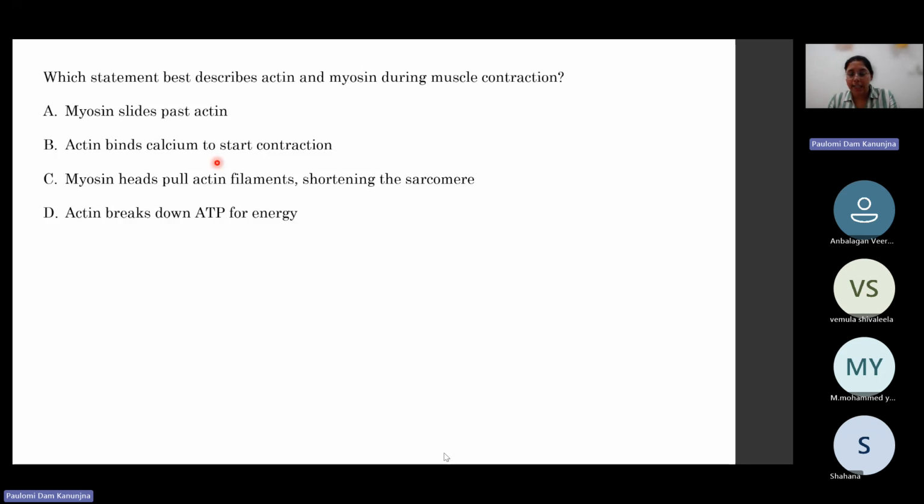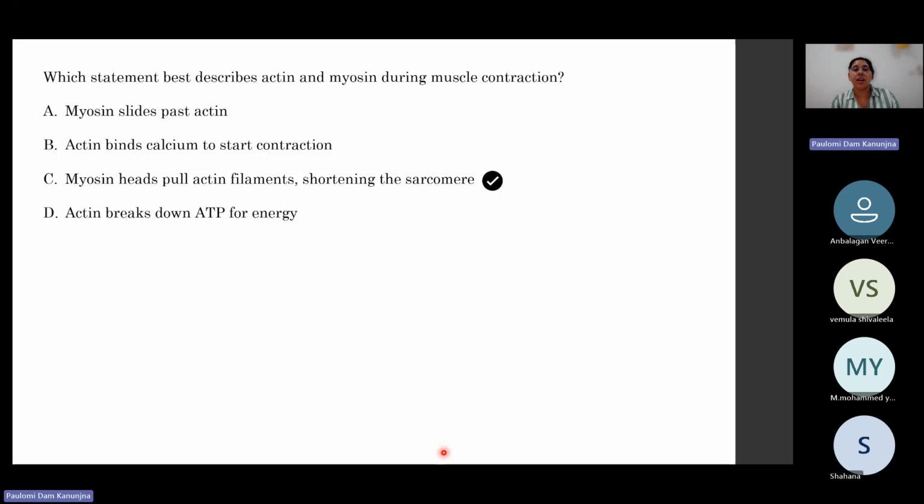Okay, let me give you the answer since we are short on time. When you have muscle contraction, the myosin head will pull the actin filaments closer to each other, and that will shorten the sarcomere. The theory name here, if you remember from your discussion, is the sliding filament theory. That's the theory that governs this entire process.